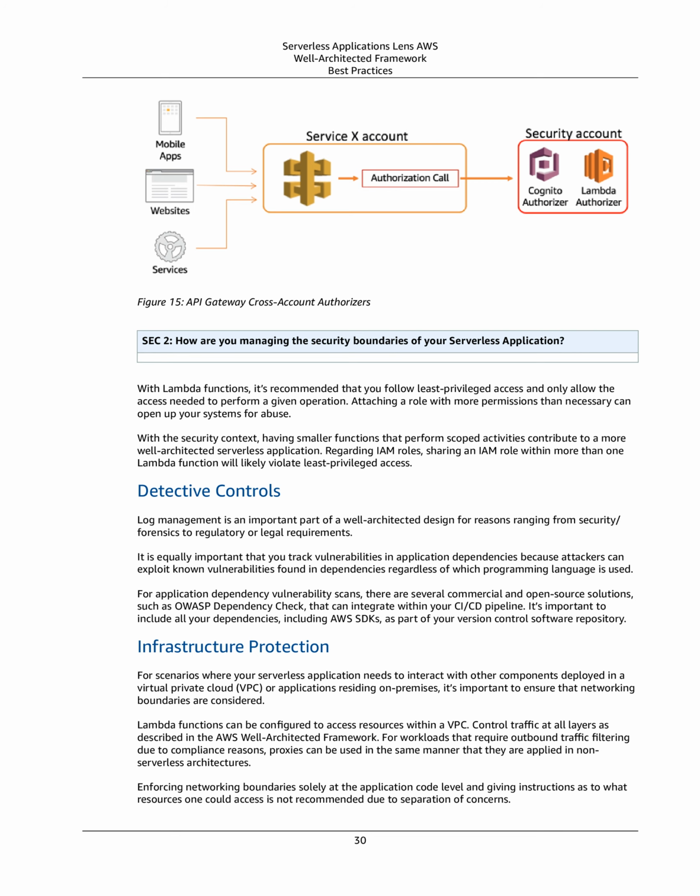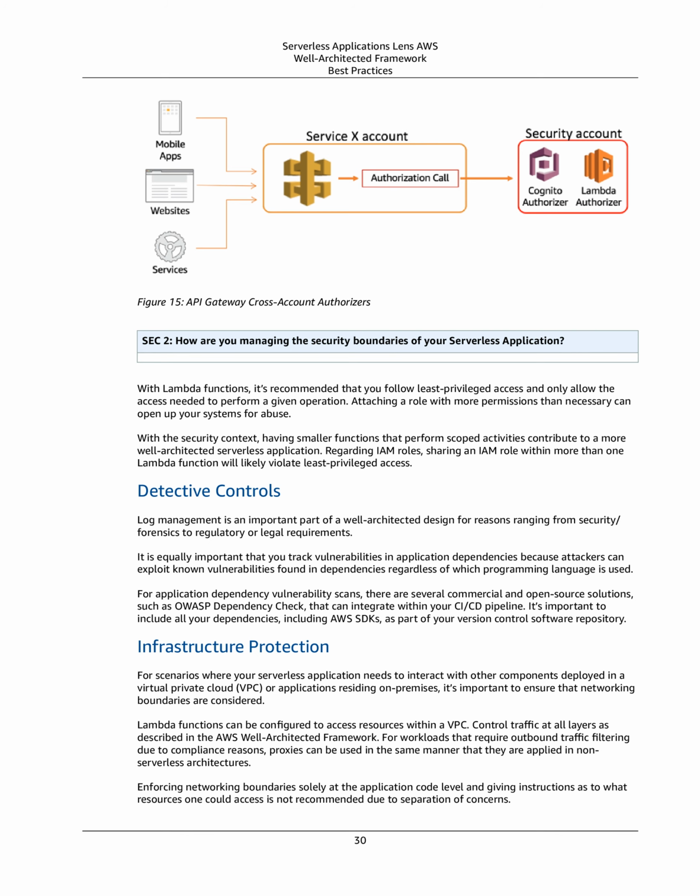SEC 2. How are you managing the security boundaries of your serverless application? With Lambda functions, it's recommended that you follow least privileged access and only allow the access needed to perform a given operation. Attaching a role with more permissions than necessary can open up your systems for abuse. With the security context, having smaller functions that perform scoped activities contribute to a more well-architected serverless application. Regarding IAM roles, sharing an IAM role within more than one Lambda function will likely violate least privileged access.